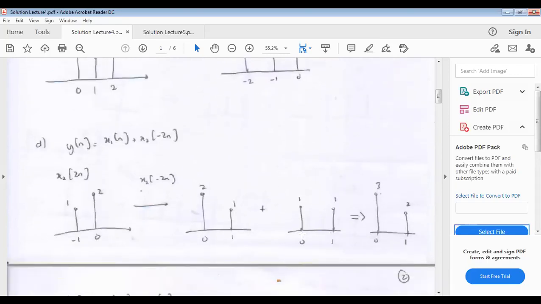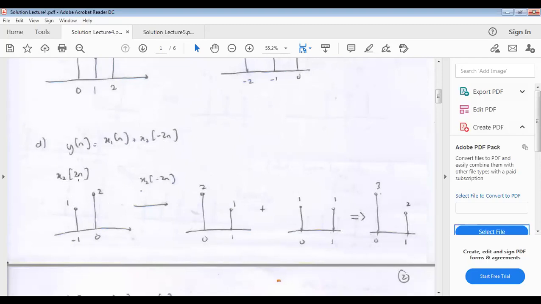Okay, part D, we have additions of two signals where we have x1[n] plus x2[-2n]. So we have to actually look into the x2[n] here, because it involves two operations, which are the scaling of time by 2 and also the reversal process. So what I did is I start with the scaling of time.